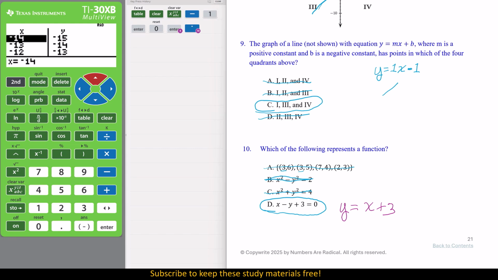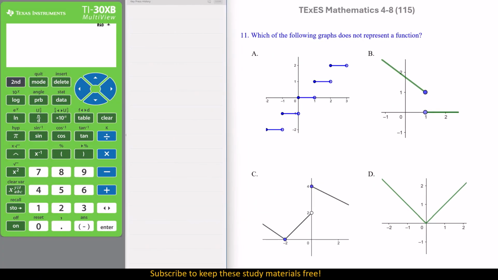Number 11. Which of the following graphs does not represent a function? Okay, does not represent a function. Okay, that means it will not pass the vertical line test. And remember the rules of the vertical line test. We cannot have the line passing through as we draw it straight down. We can't touch 2 points, okay?